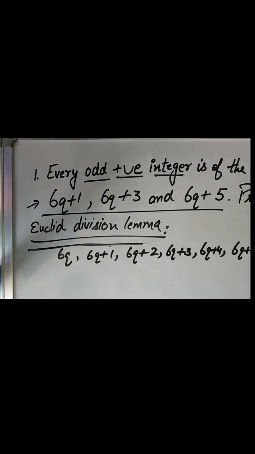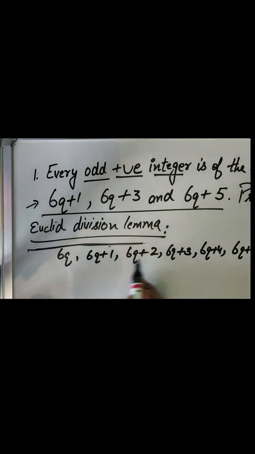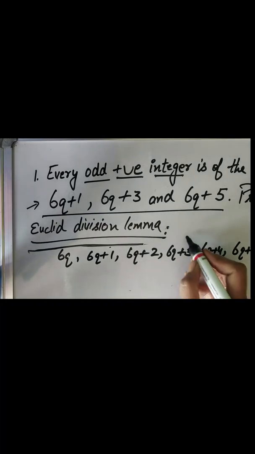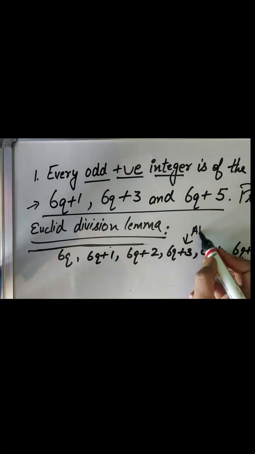Sorry, not 6. I just went with the flow here. So these are the possible 6 expressions, 1, 2, 3, 4, 5, 6. So these are for all, I must write here. This is for all positive integers, no?